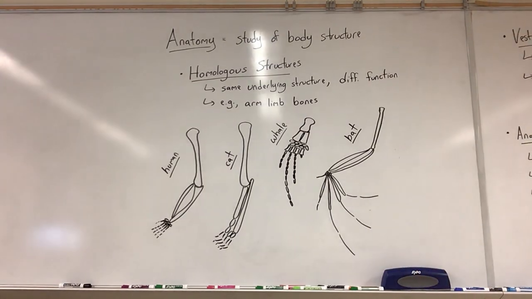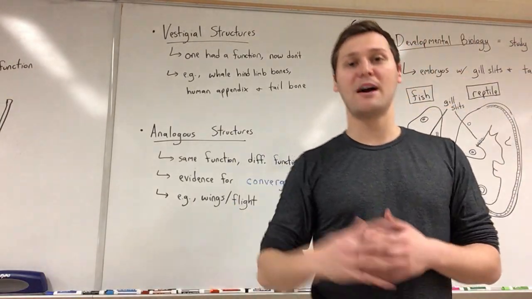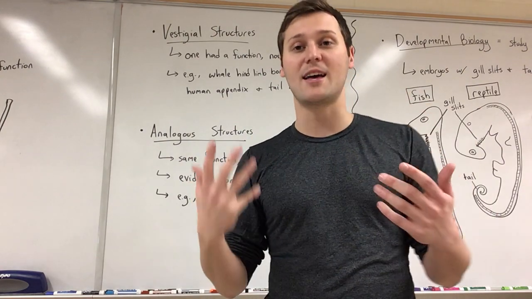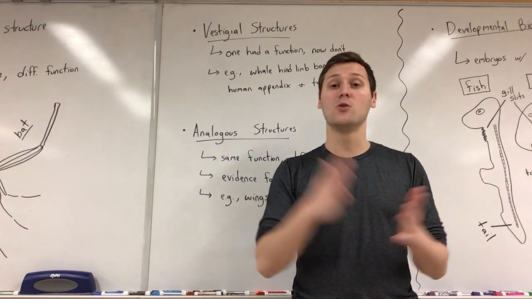Other pieces of evidence from comparative anatomy come with other types of structures that you should know about. Vestigial structures, for instance. Vestigial structures are structures that at one time served a purpose in our ancestors, but no longer do.